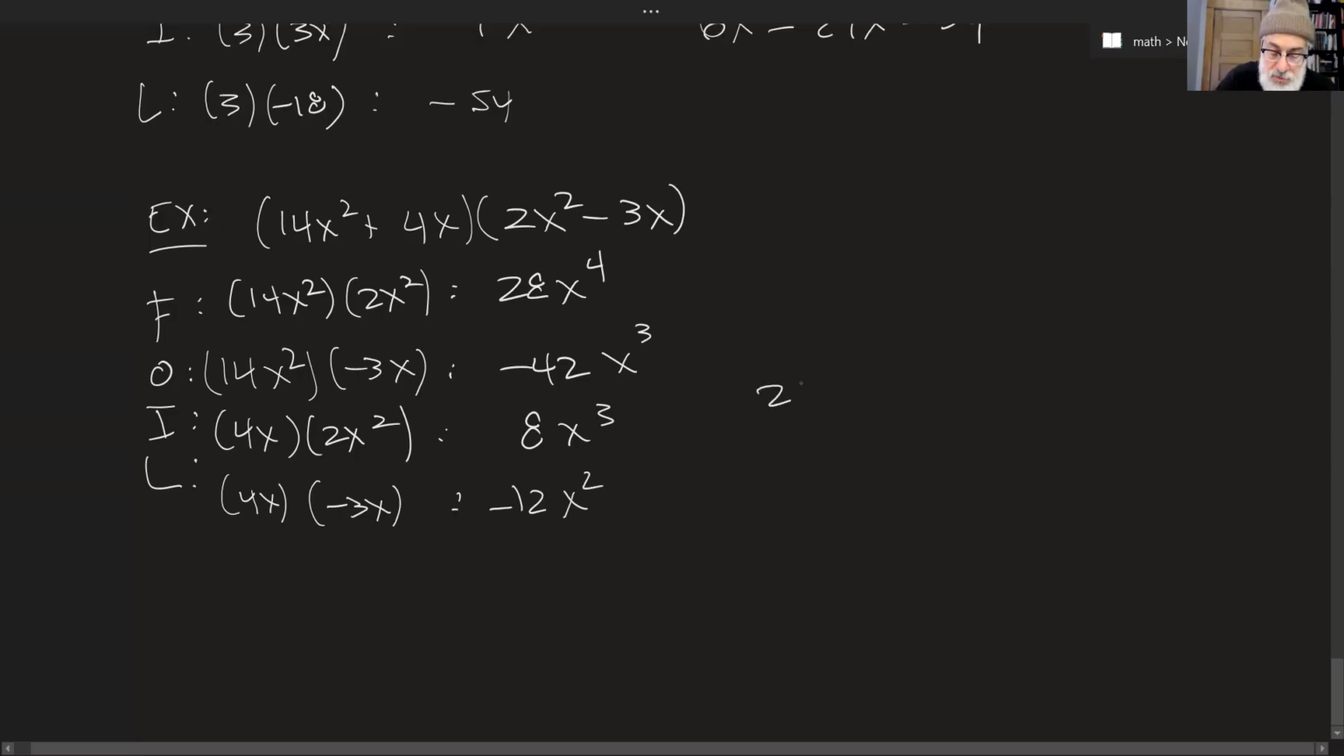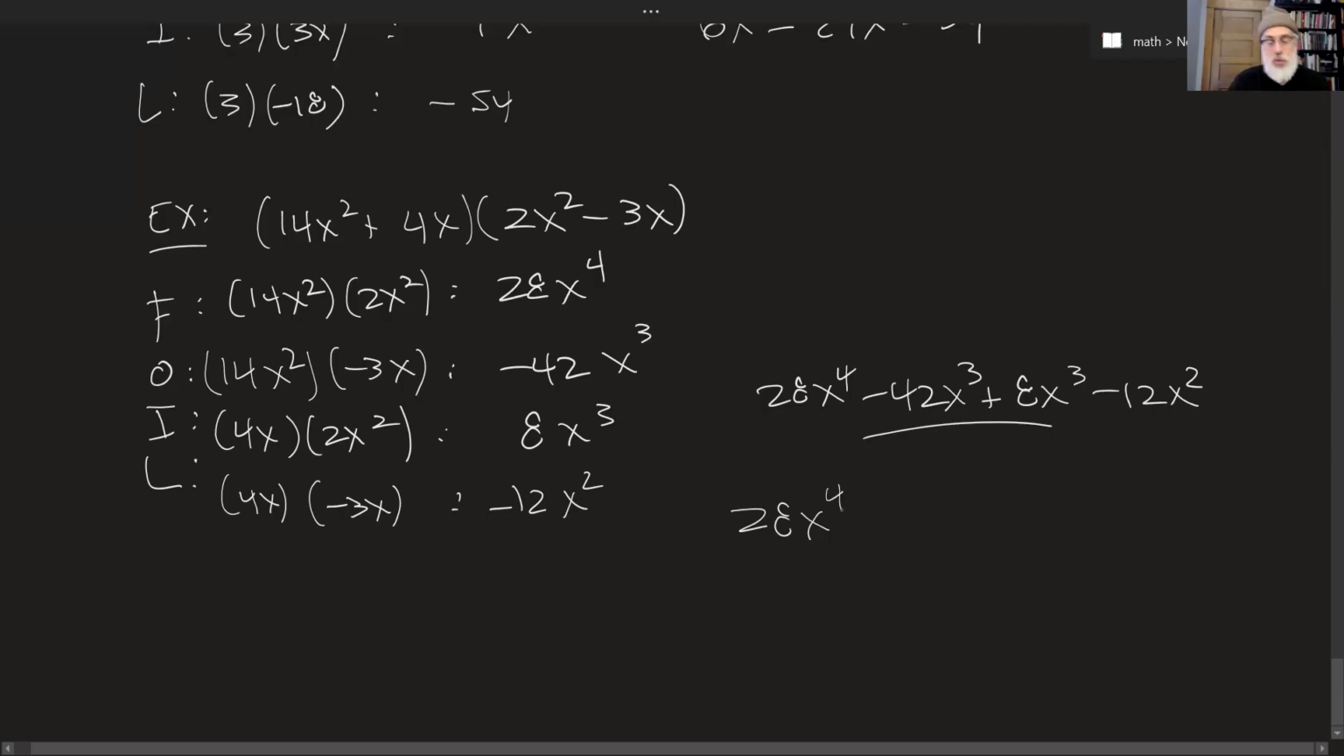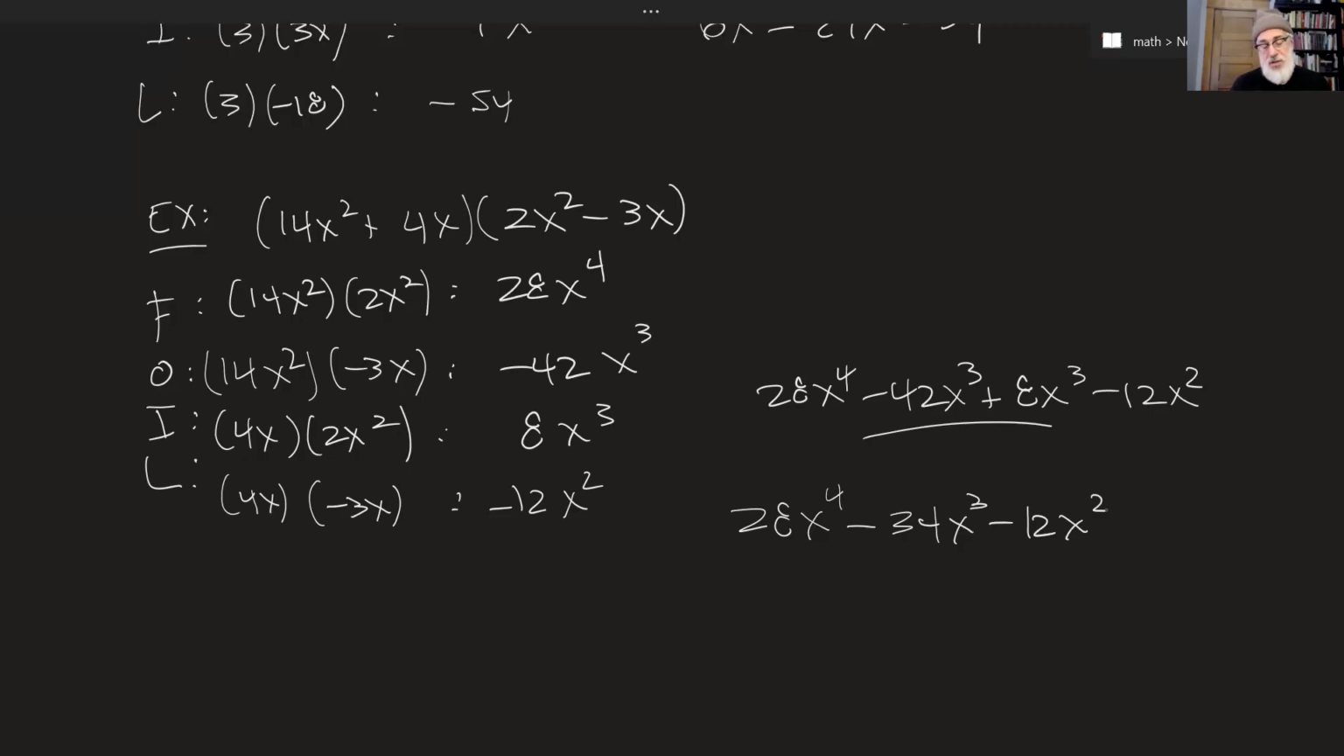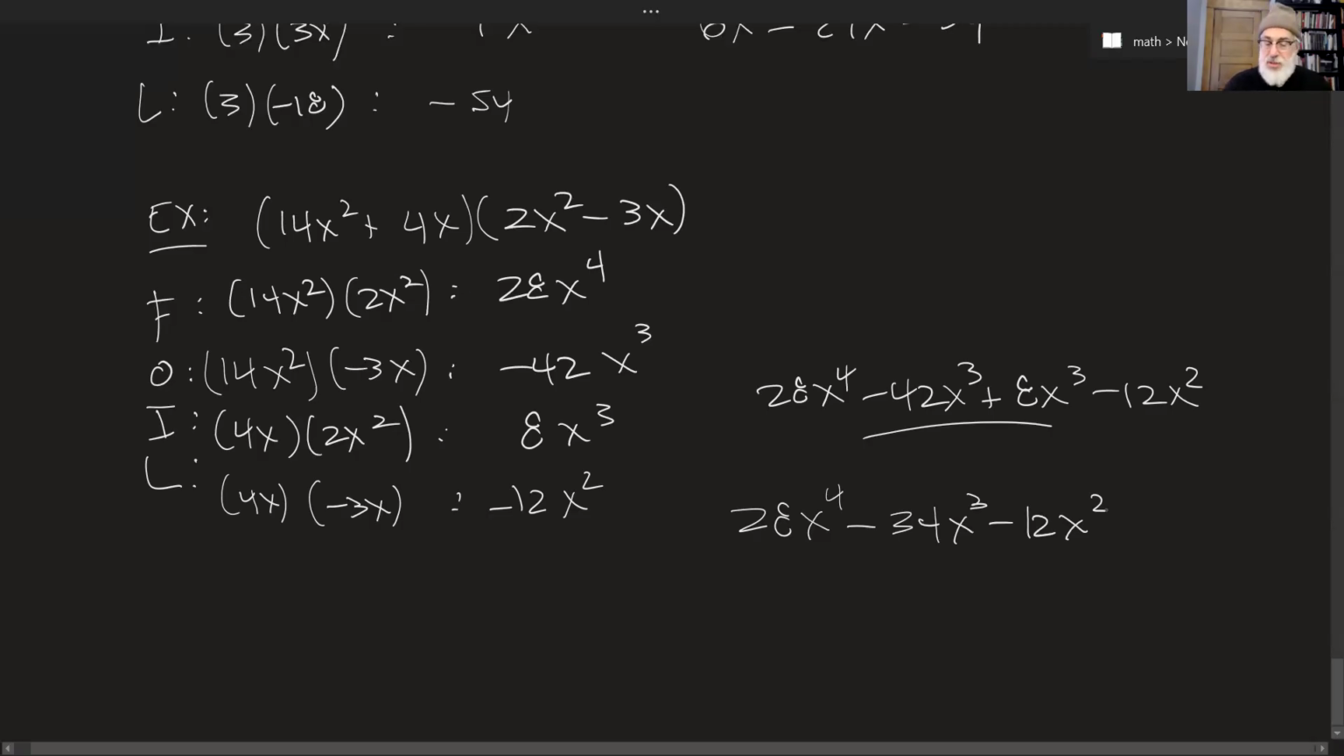So let's put this all together. We have 28x to the fourth minus 42x cubed plus 8x cubed minus 12x squared. And again, you can see how the inside-outside terms are the only ones that are like. So we're going to take negative 42 and add 8, or 8 minus 42, which will give us negative 34x cubed minus 12x squared. So that's it. And again, if we wanted to simplify it, we could factor some stuff out of this. So look for the factorization lecture coming up.